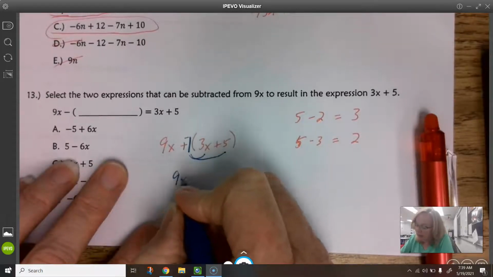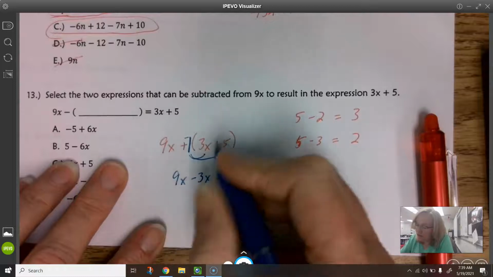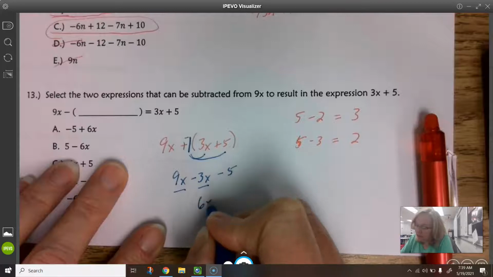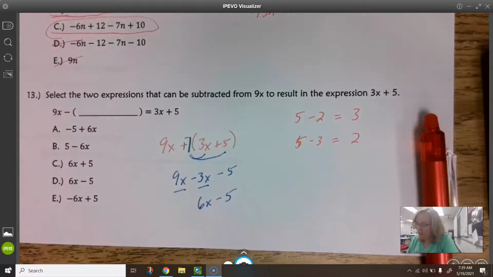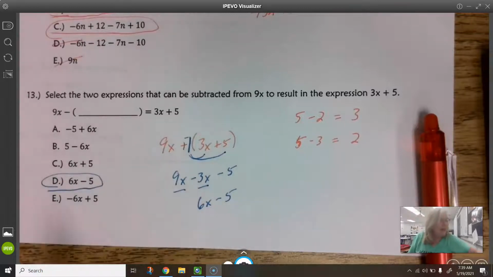So I'm going to get 9x. -1 times 3x is -3x. -1 times 5 is -5. Combine like terms, I get 6x minus 5. So when I subtract, I'm going to get 6x minus 5. I have 6x minus 5. Yay! We're doing great, aren't we?